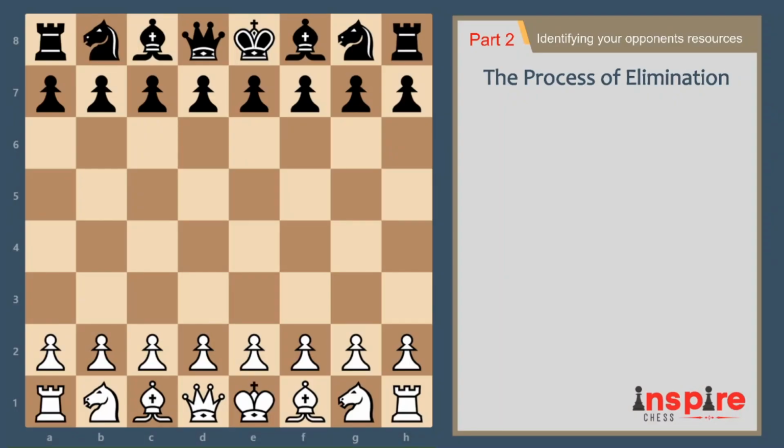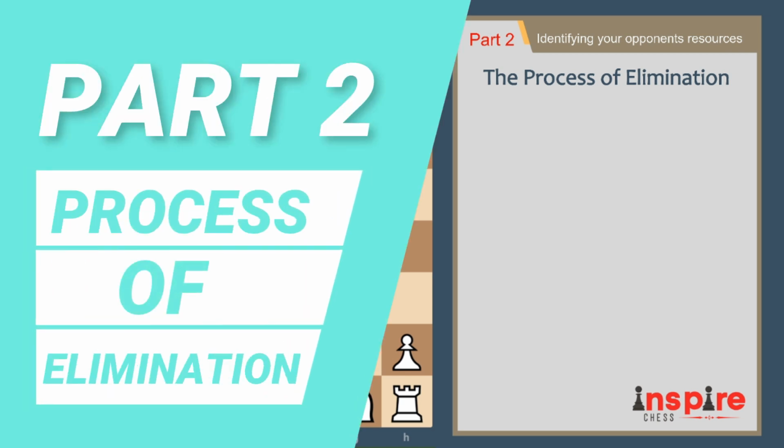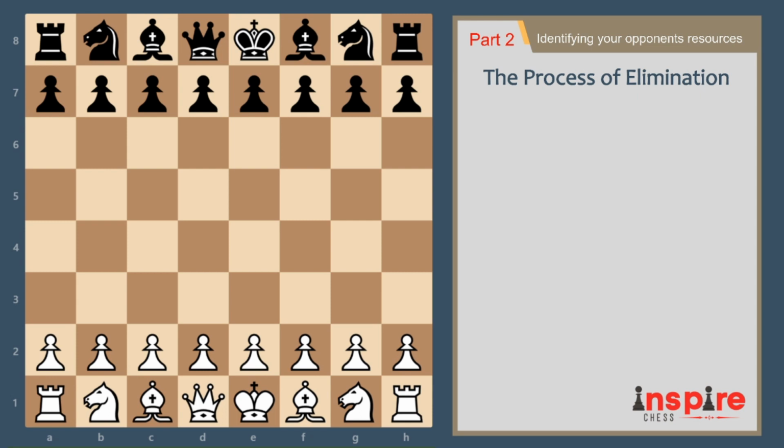So now in part 2 of this series, we're going to study another element of identifying your opponent's resources, and this specifically is going to discuss the process of elimination. More often than not, when you're playing a game of chess, you'll find yourself in a position, or in several positions, where you're trying to identify which move to make. So for instance, you have several moves to play at any one point, but you want to determine the best move to play. Sometimes accurately calculating the consequences of your move is actually very difficult, and sometimes it's even unnecessary.